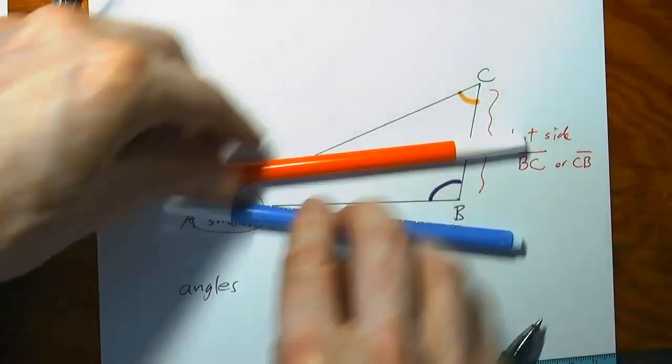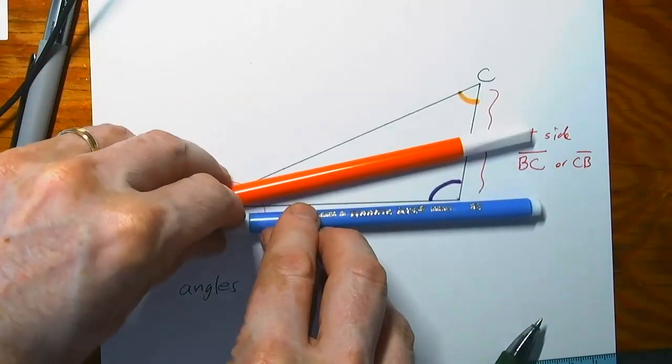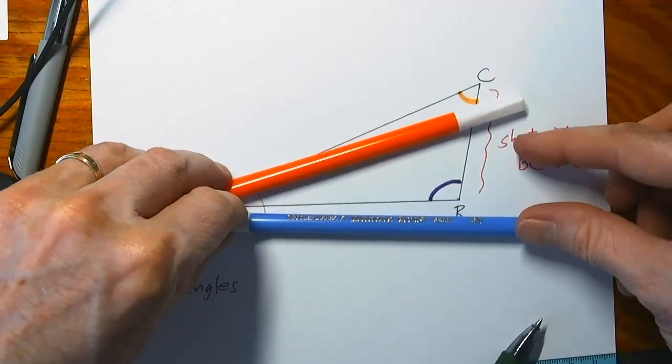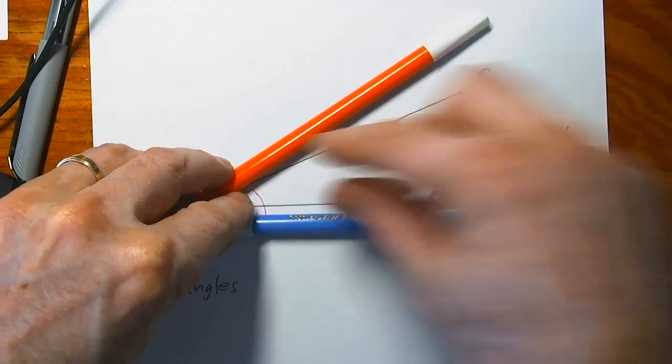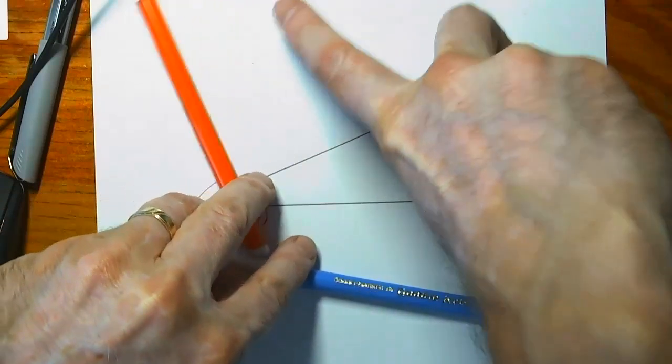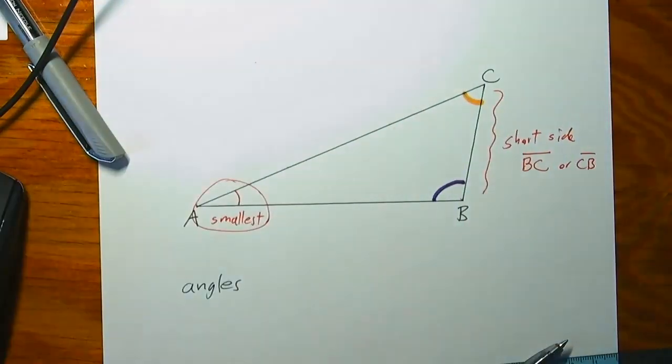If I start with a really small angle, this is going to be a short distance. As I open up these chopsticks, as this angle gets bigger, these get farther and farther apart. So let's find the next biggest angle.